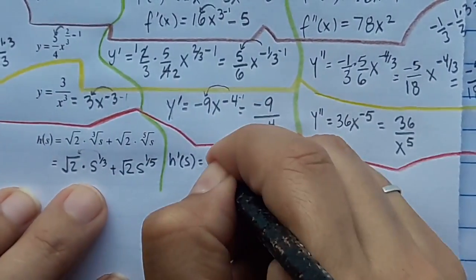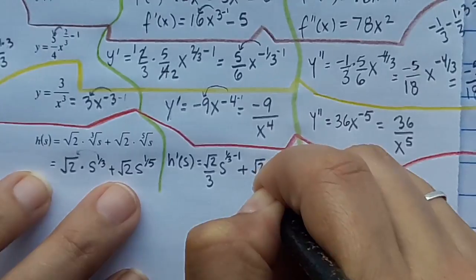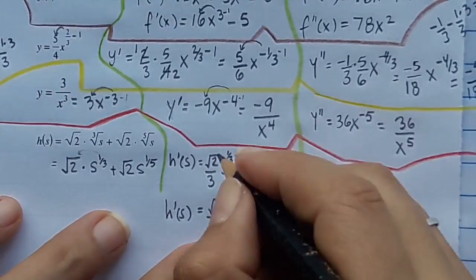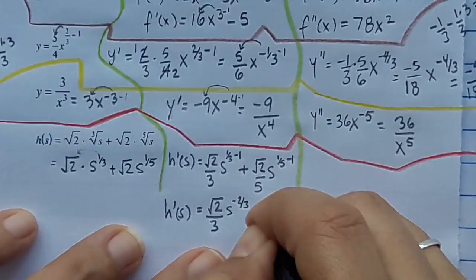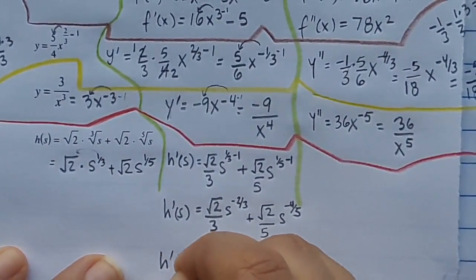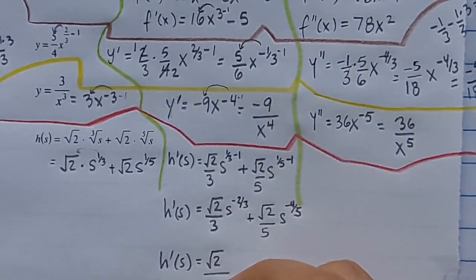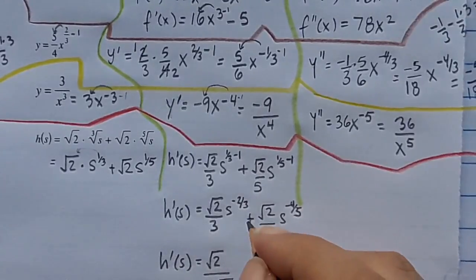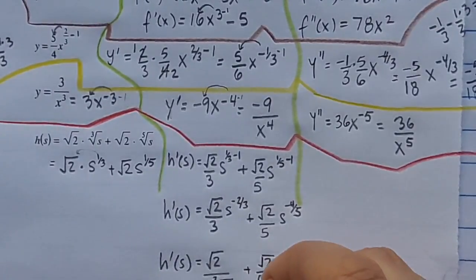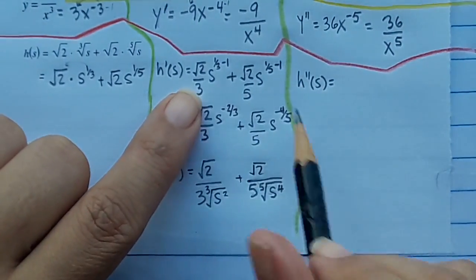So the derivative is going to be 1/3 times the square root of 2, which is radical 2 over 3, s to the 1/3 minus 1, then 1/5 times radical 2, s to the 1/5 minus 1. So that gives me radical 2 over 3, and then 1/3 minus 1 is negative 2/3. Plus radical 2 over 5, and then 1/5 minus 1 is negative 4/5. I know I'm going to take them to the bottom to make them positive, so radical 2 over 3, and I'm going to write it in radical form, so cube root of s squared, plus radical 2 over 5, and then fifth root of s to the fourth power. There you go.